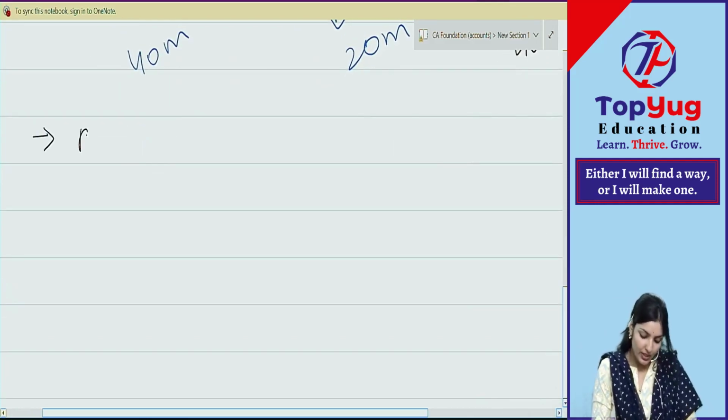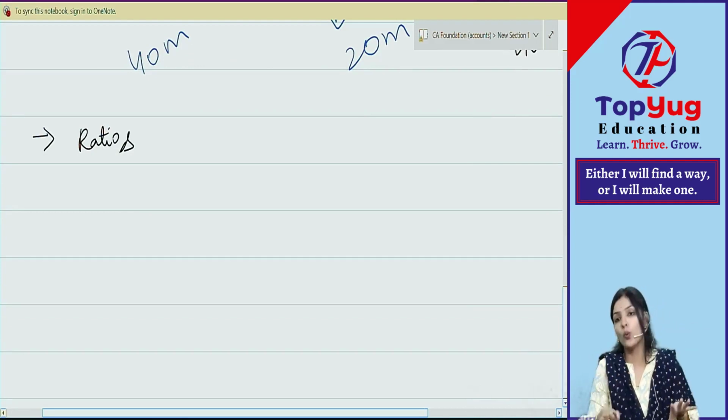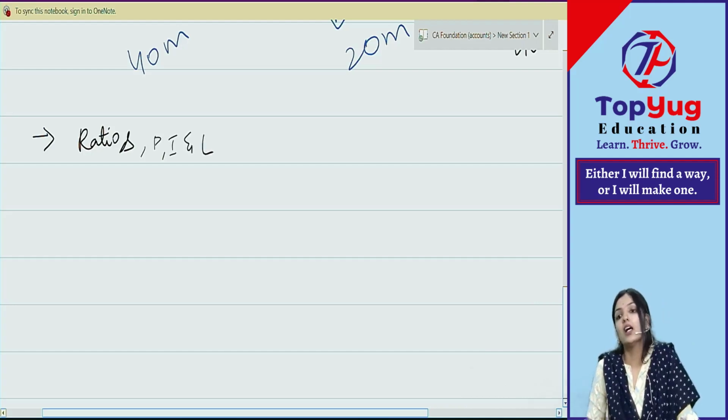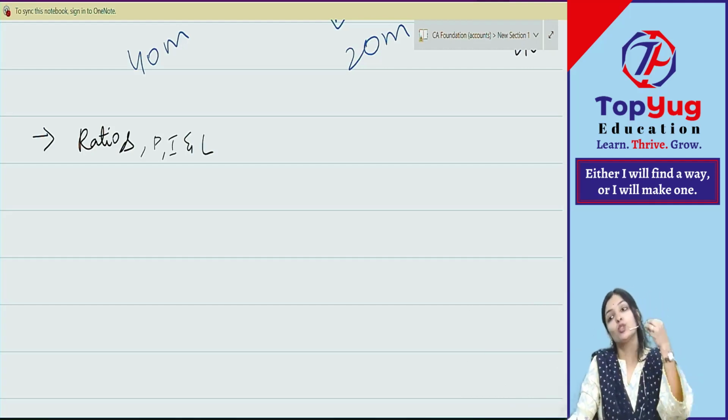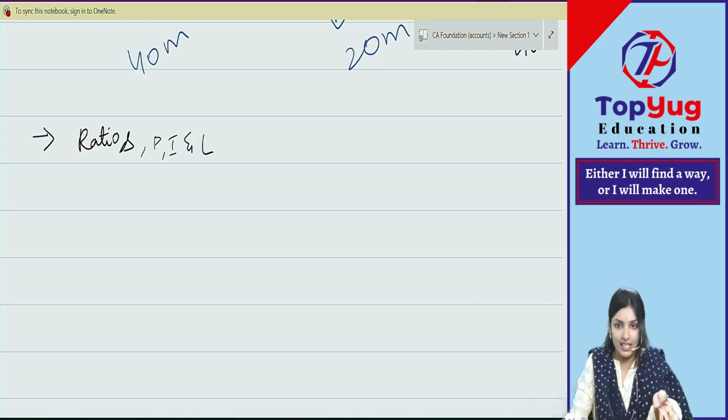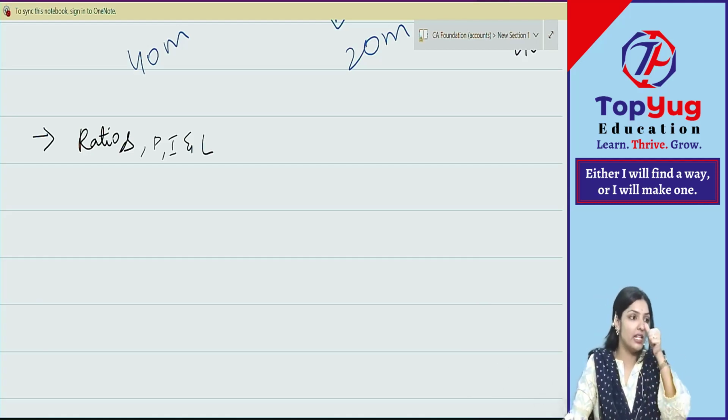So starting with it, I'm just telling you an overview of all the chapters. First chapter is your ratios, proportions, indices and logarithms, which I would be starting today. Actually, I thought of starting time value of money. I love that chapter because you would be having that in your second level, intermediate level and final level also.